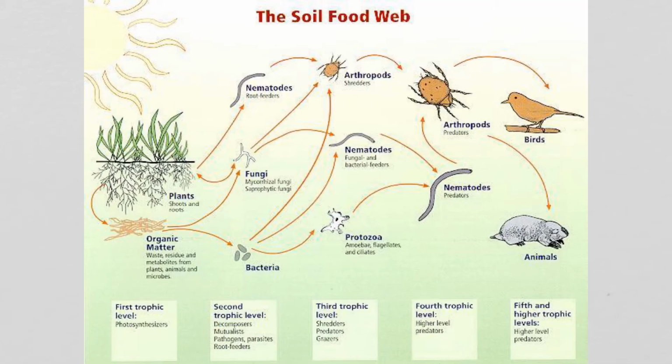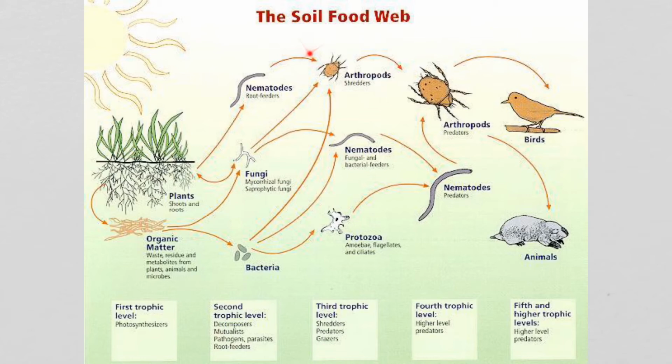Here's another example of a soil food web. This one's nice because down here in this section, it shows you and lists the trophic levels. So the first trophic level is your producers, and in this case it refers to them as photosynthesizers. The second trophic level is the decomposers. So here looking at the decomposing of organic matter by bacteria, fungi, and your root feeders, which are your nematodes. And then the third trophic level, it says shredders, predators, and grazers.